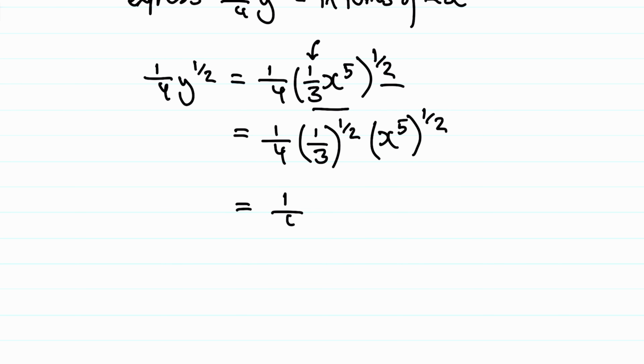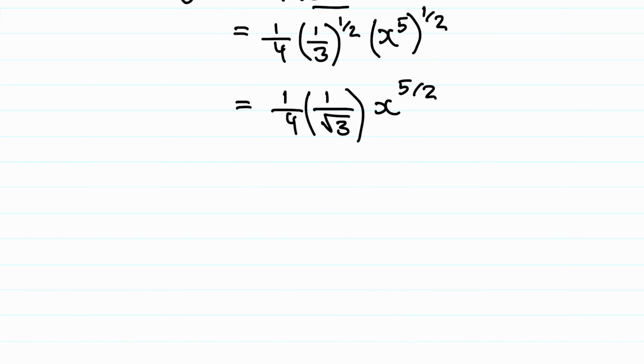So a quarter and then a third to the power of a half, what's that? Well, that's actually 1 over the square root of 3, because we have to square root this entire thing because it's to the power of a half. And then this x to the 5 to the half, as we said, that's one of our laws of indices, so we multiply the two powers together, so we'd get x to the 5 over 2.